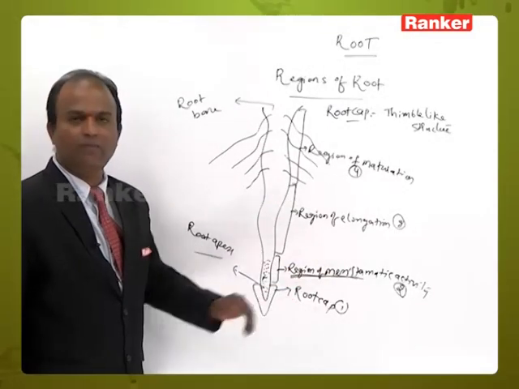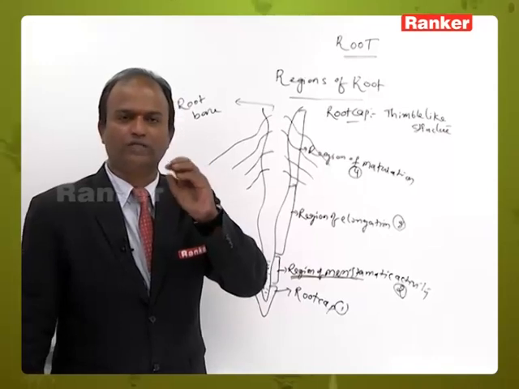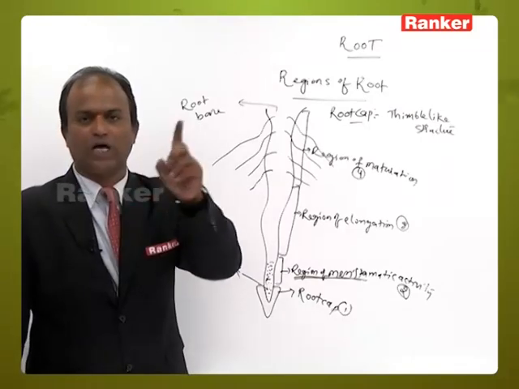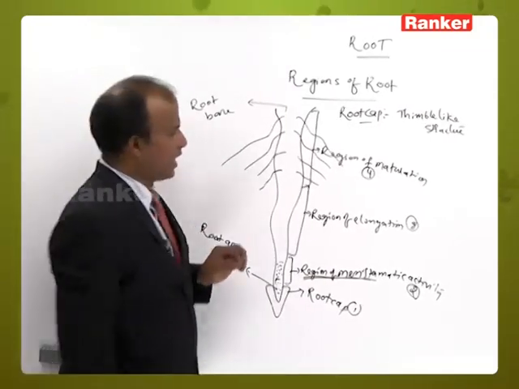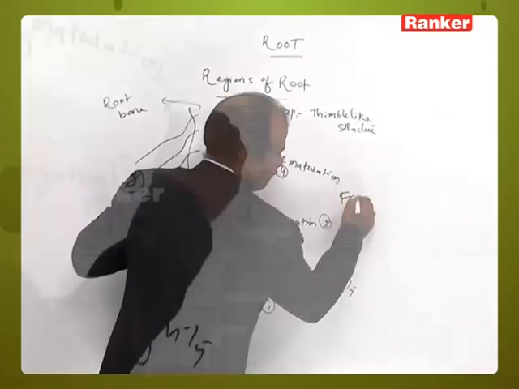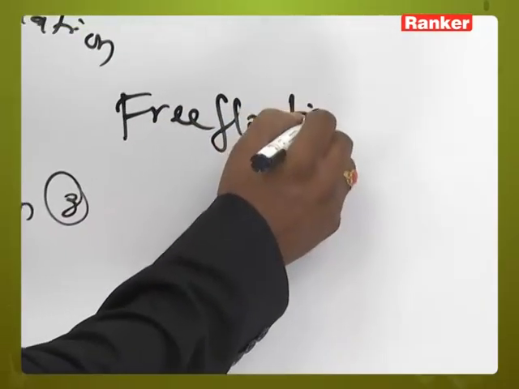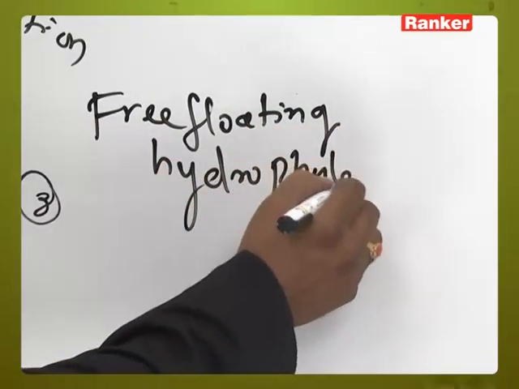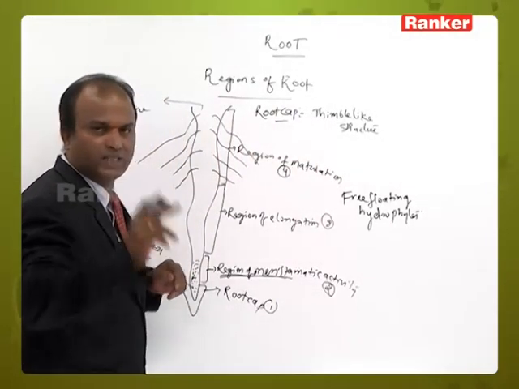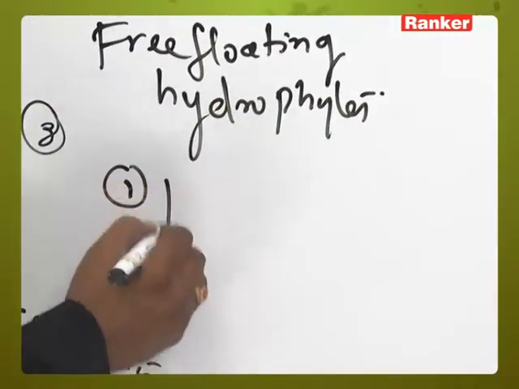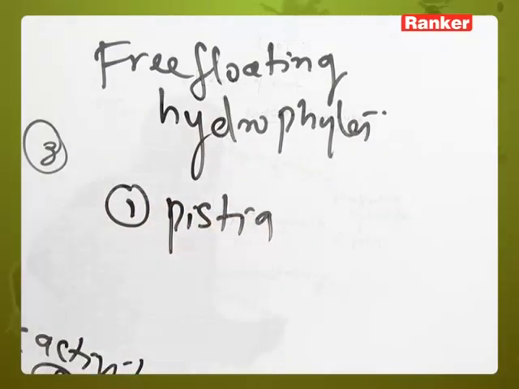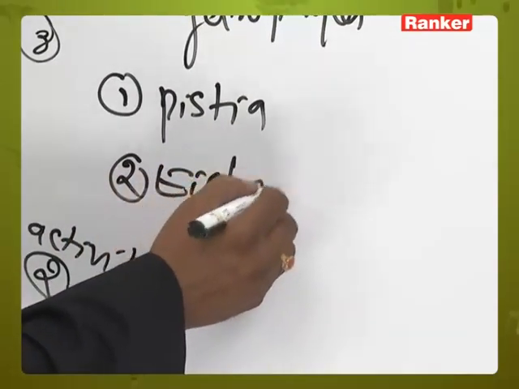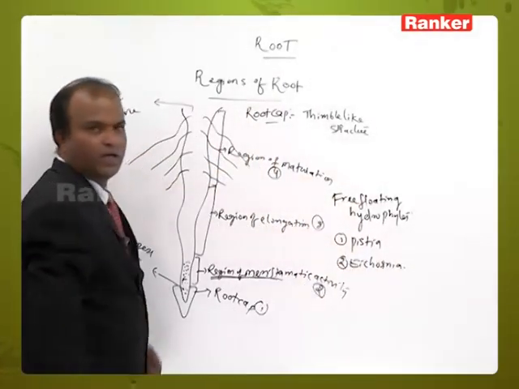Before that, root cap, whether it is present in free floating hydrophytes, in hydrophytic plants, they do not show root cap. For example, free floating hydrophytes. What are the examples for free floating hydrophytes? One example is Pistia, and the second example is Eichhornia.